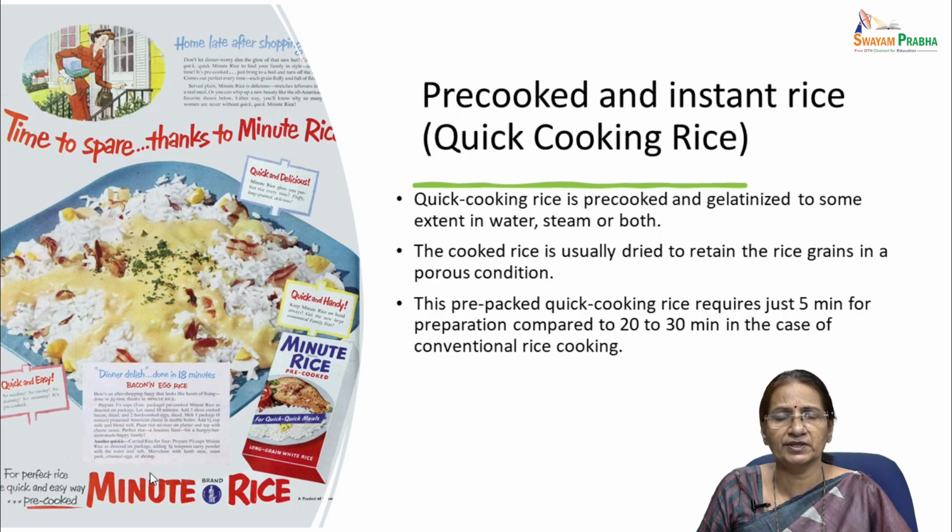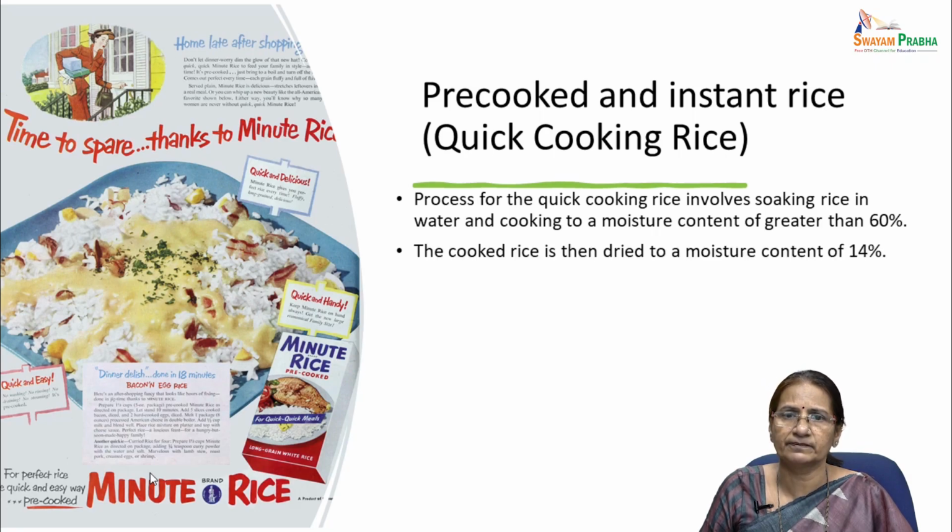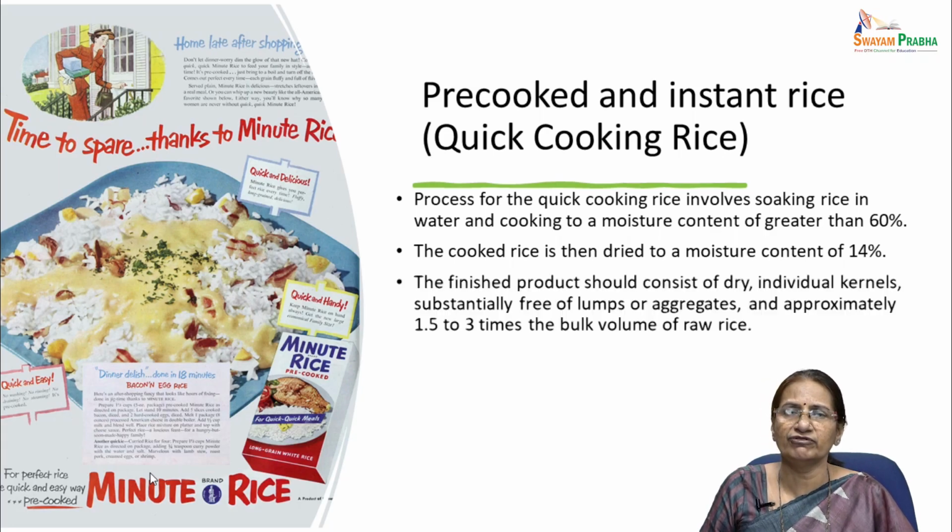The process for quick cooking rice involves soaking rice in water and cooking to a moisture content of greater than 60%. The cooked rice is then dried to a moisture content of 14%. The finished product should consist of dry, individual kernels, substantially free of lumps or aggregates, and approximately 1.5 to 3 times the bulk volume of raw rice.